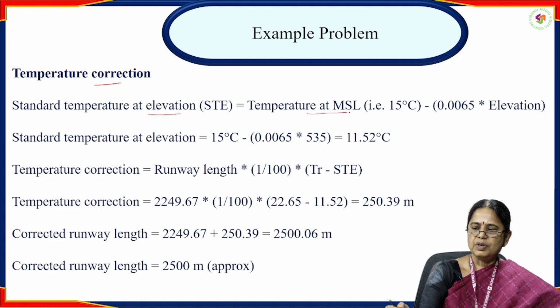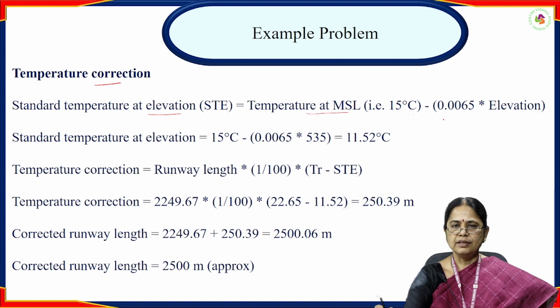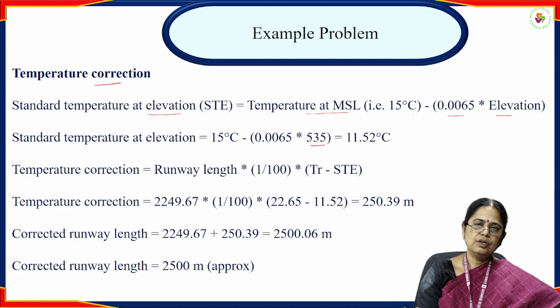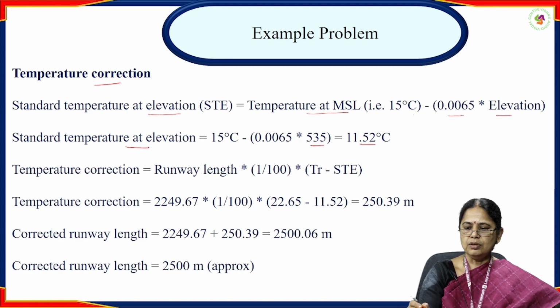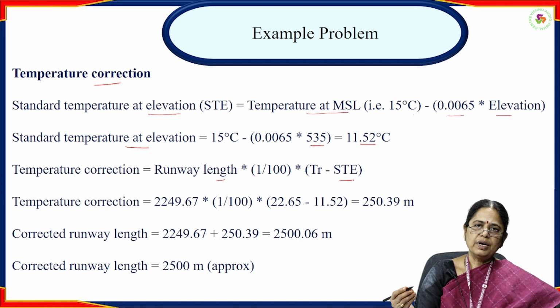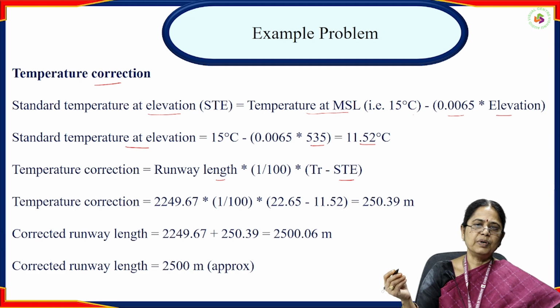Temperature correction. First, the standard temperature at elevation. The temperature at mean sea level is 15 degrees centigrade minus the temperature gradient 0.0065 times elevation. The elevation is 535 meters. We got the standard temperature at elevation level as 11.52 degrees at 535 meters. So the temperature correction is runway length into 1 divided by 100 into (TR minus STA). For every 1 degree rise in temperature, we need to increase the runway length by 1%.